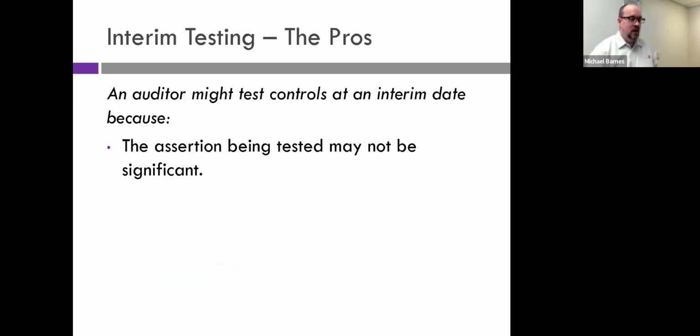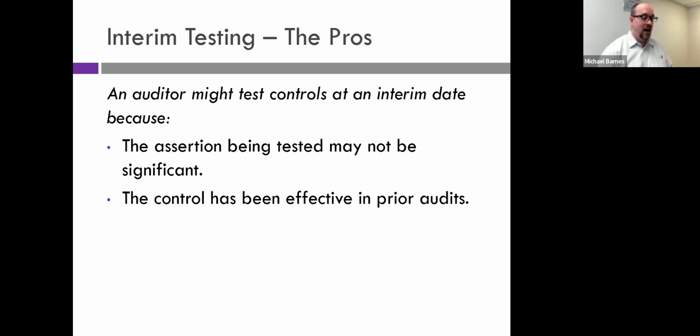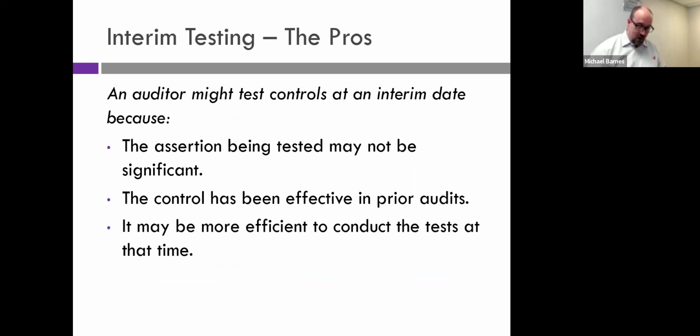So the pros. Assertion may not be tested at significance. So the auditor may test controls at interim date because the assertion tested may not be significant. So we're talking specifically about controls testing at interim date. The control has been effective in prior audits, or it may be more efficient to conduct tests at that time. All right. So the first one is basically saying, look, it's not a big deal if we test the controls at interim date. We don't need it to be completely and totally reliable, simply because the assertion is not that significant. We're talking about rights and obligations.